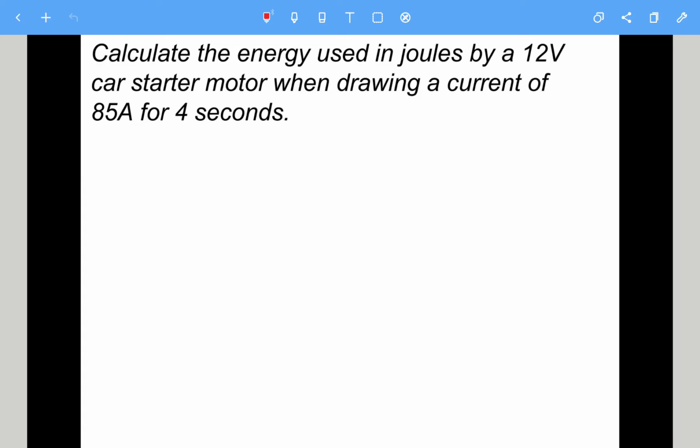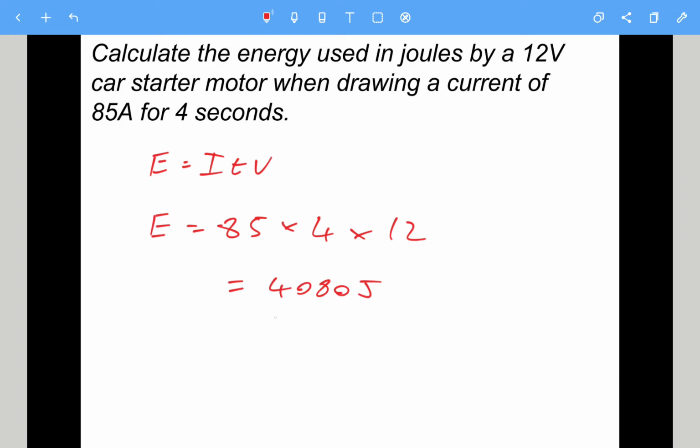So calculate the energy used in joules by a 12-volt car starter motor when drawing a current of 85 amps for 4 seconds. So if you want to have a go at that one, and I'll take you through the answer now. So energy is equal to ITV. And then we just simply need to put the numbers in. So the current is 85 amps, multiplied by, it's going for 4 seconds, and the voltage is 12 volts. So if you put them in your calculator, it gives us 4,080 joules of energy.